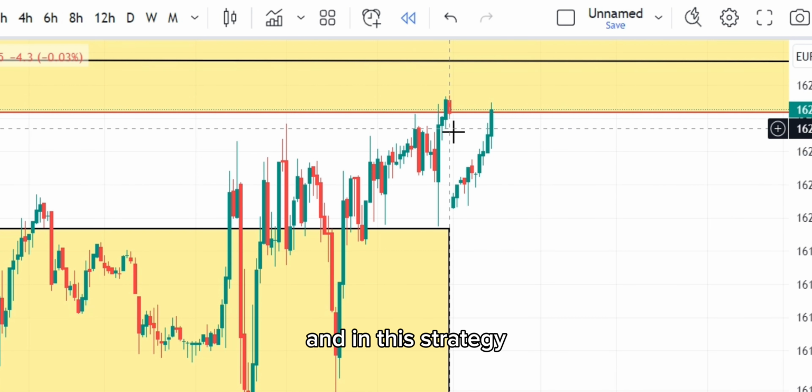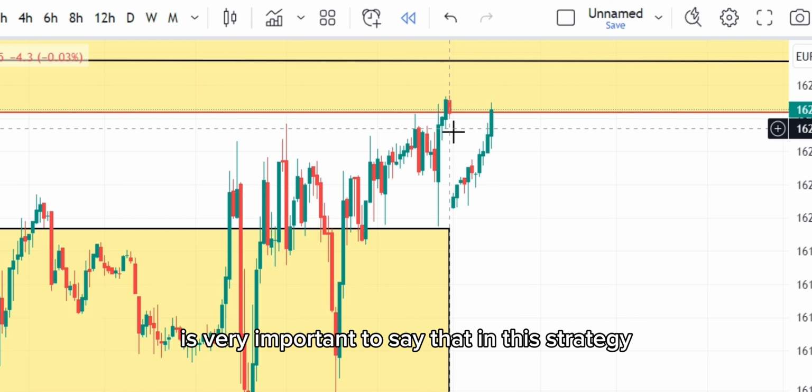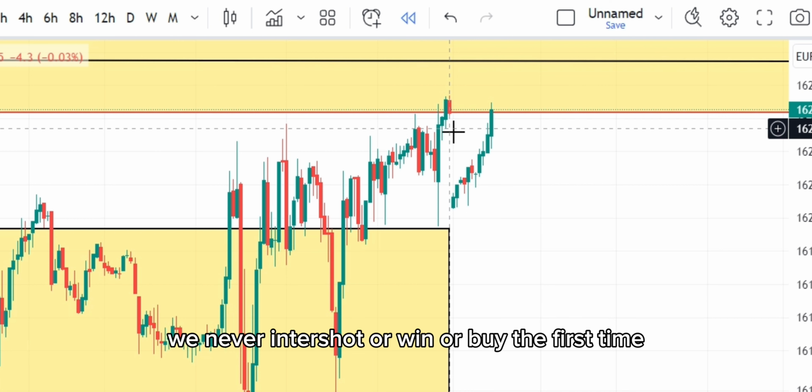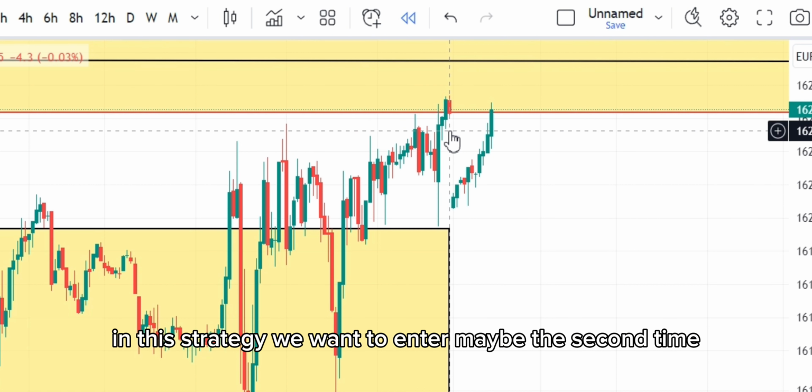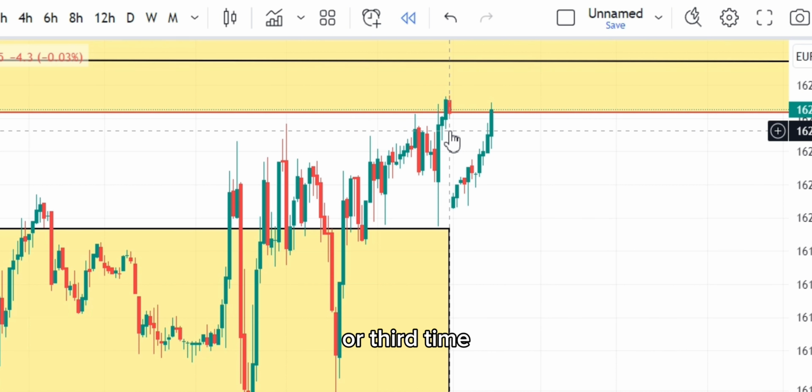In this strategy, it's very important to say that we never enter short or buy the first time. We want to enter maybe the second time or third time or fourth time. So never the first time, because I promise you 90% of the time price enters the second time deeper, the third time deeper, maybe the fourth time.